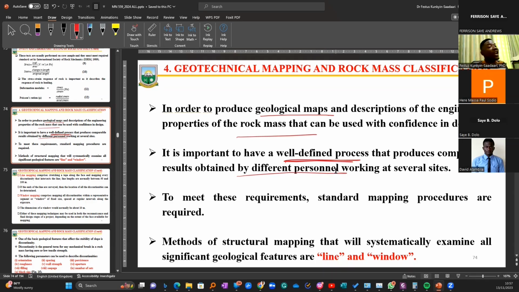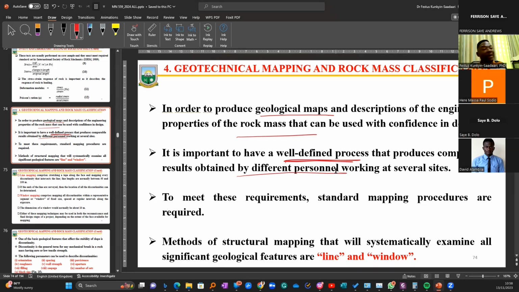And so to avoid that, researchers decided to come up with these classification systems that give us certain clues as to what we should look out for and what rate we should give it. So at the end of the day, when we have all of those things put together, we can quantify and say, okay, the rating is 20%. 20% we all agree is not good. Hence, the inception of rock mass classification.